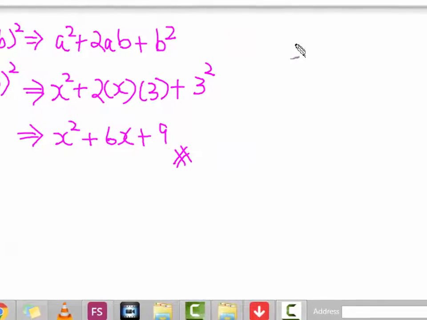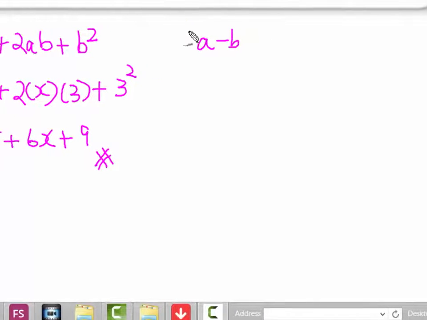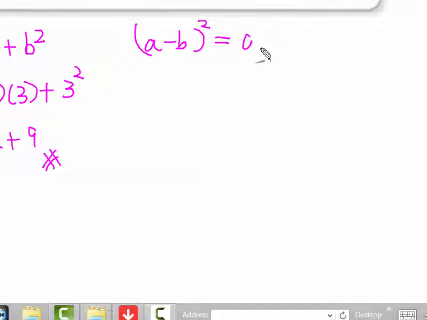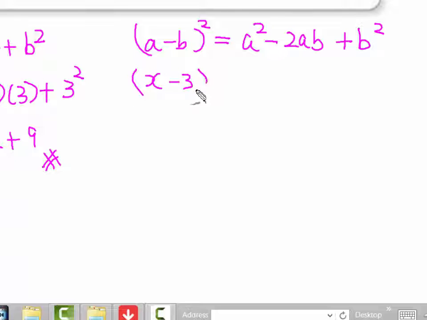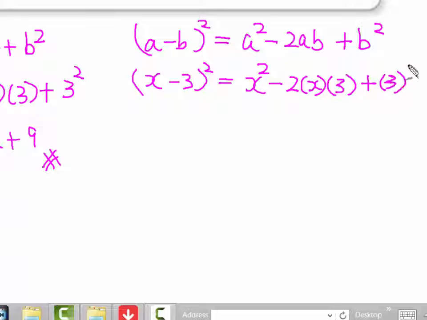Done. Same thing as a minus b whole square is equal to a squared minus 2ab. Remember, it's plus b squared right here. Same example, but this time change the sign. X minus 3 whole square is equal to x squared minus 2 times a is x, and b is 3, and plus b squared, so we got 3 squared, so we end up with x squared minus 6x plus 9.